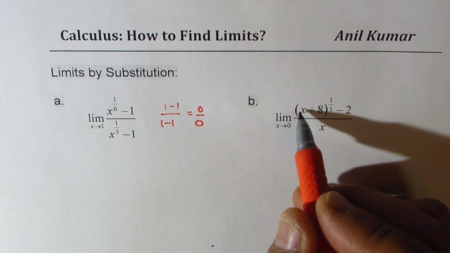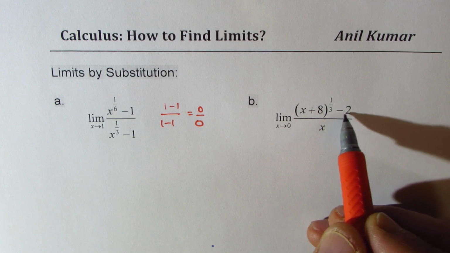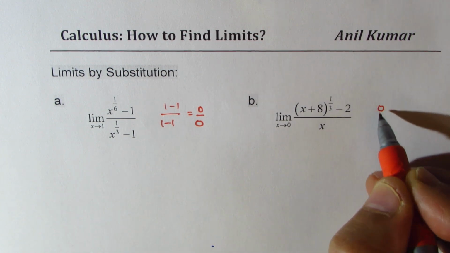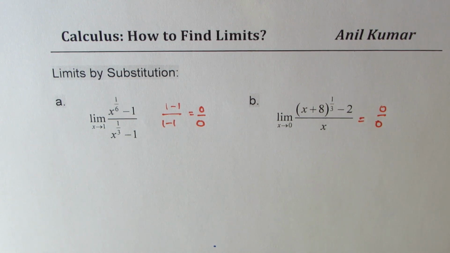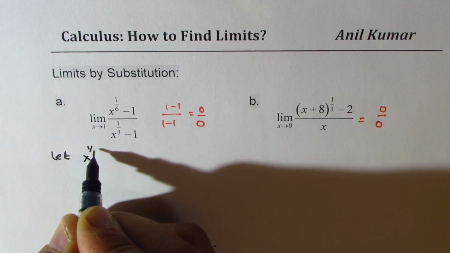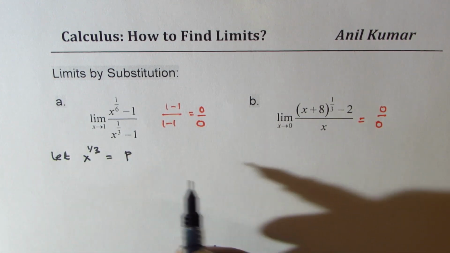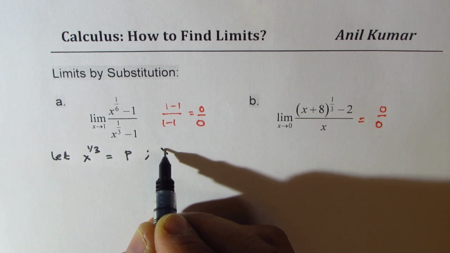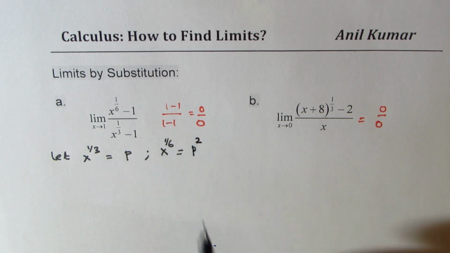Now here also, if I substitute 0 in (x plus 8) to the power of 1 over 3 minus 2 over x, we get 0 over 0. So that is also indeterminate form. So let's see how to use substitution now to solve such a question. Let's substitute x to the power of 1 over 3 as some value, let's say, p. In that case, what is going to be x to the power of 1 over 6? It is going to be p squared, correct?